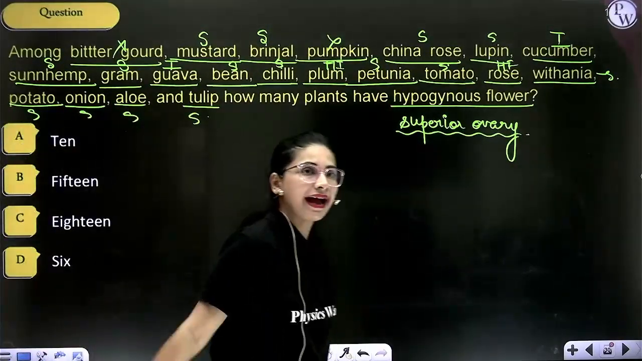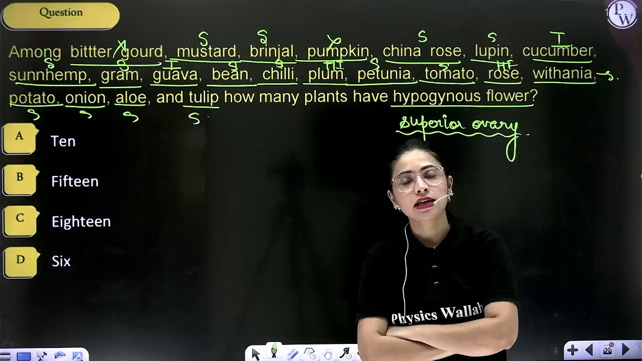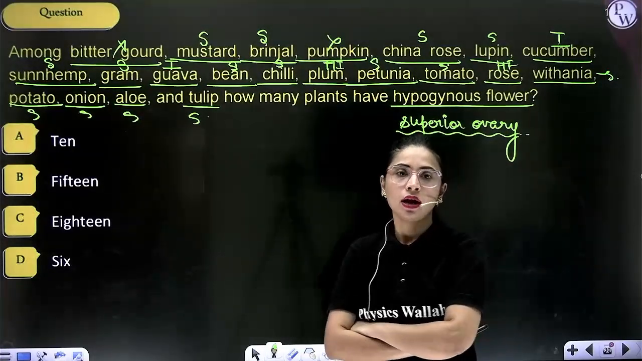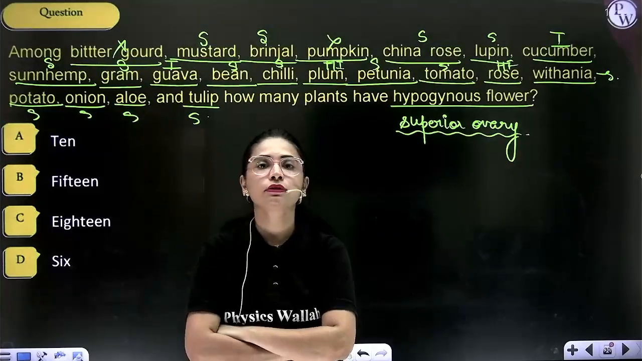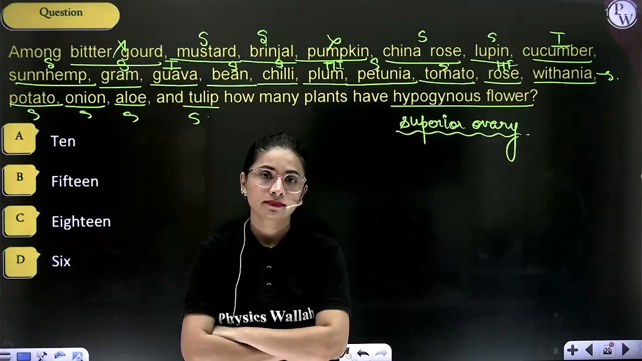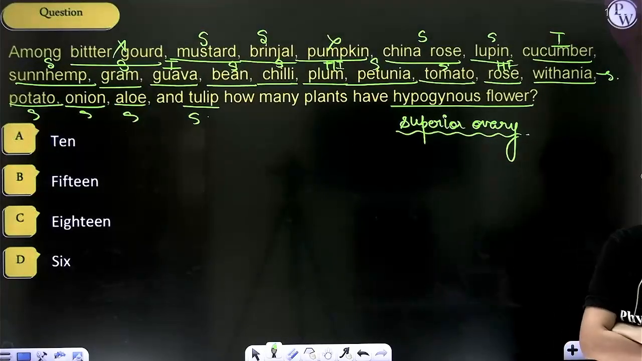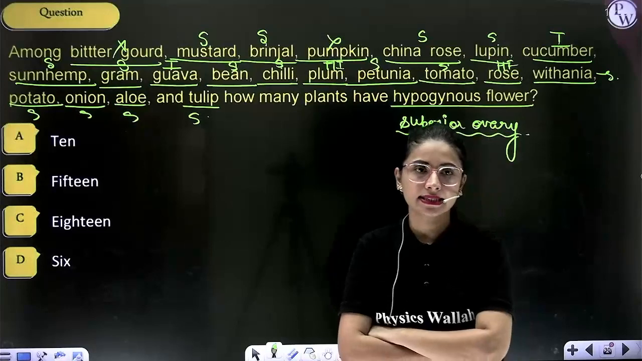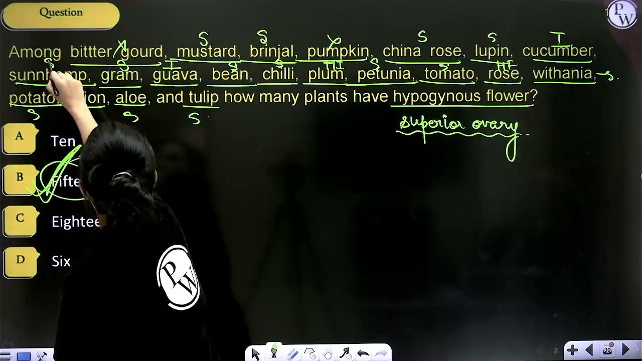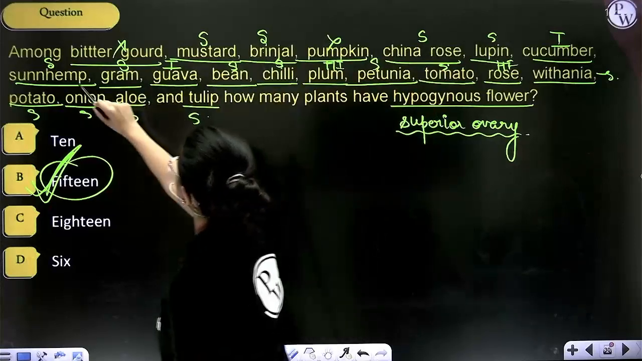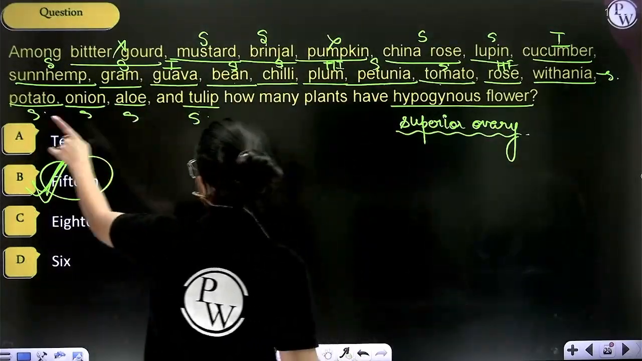Chalo, ma'am has made the list, count the number and tell me the answer. Okay, everyone, just do it. Tell me the answer, count the total number and let me know how many of them are having superior or hypogynous ovary, where the ovary is at the top and all of the three whorls are arising from the base of it. Karo counting. Chalo, let me see how many of you are able to count it. Is it 10, 15, 18 or 6? So yes, the answer is B, 15. See, 1, 2, 3, 4, 5, 6, 7, 8, 9, 10, 11, 12, 13, 14, 15, 16. Sorry, 15 are there.